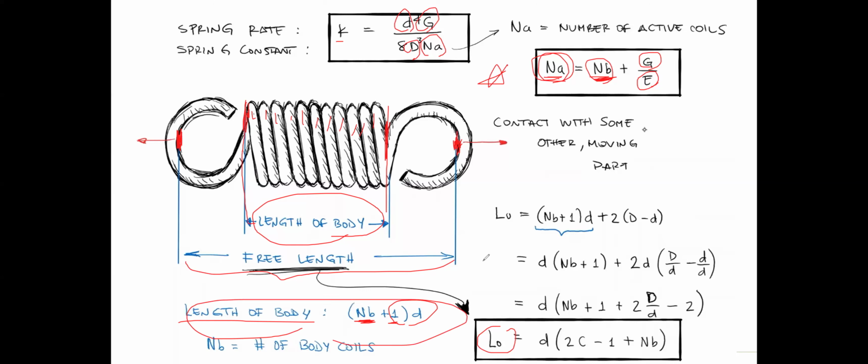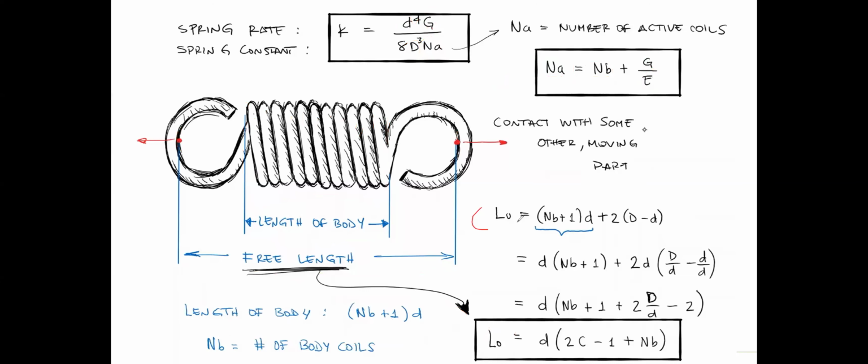And the free length L naught equals the length of the body here, plus 2 times the main coil diameter minus the wire diameter, right? Plus this distance and this distance.